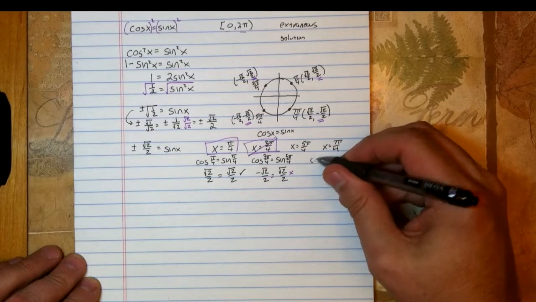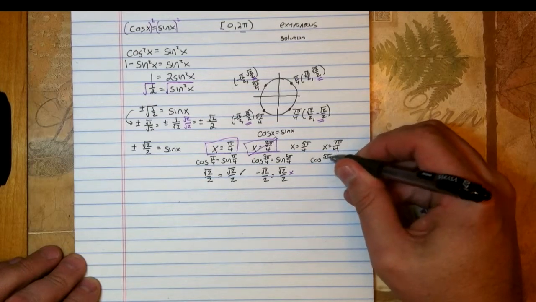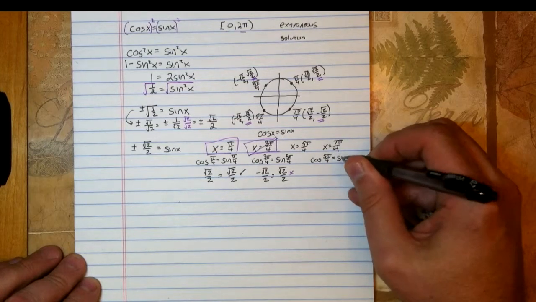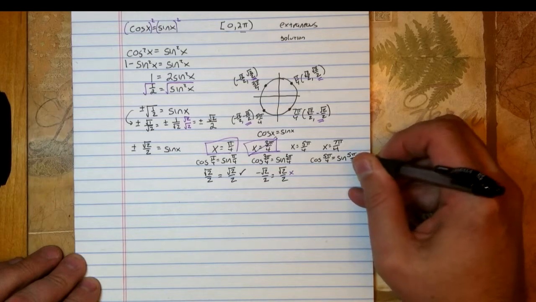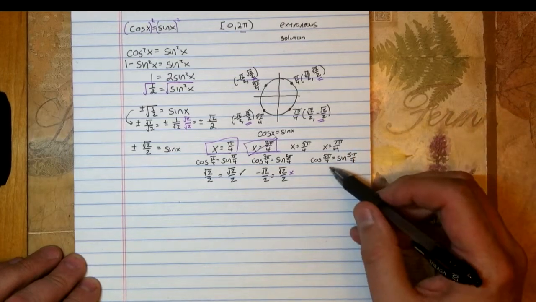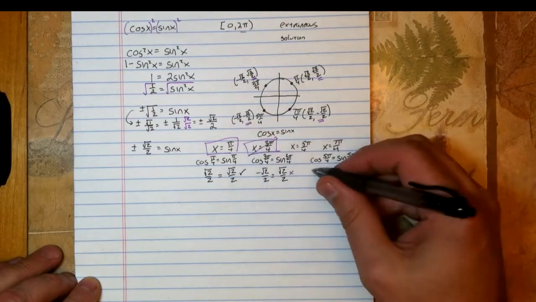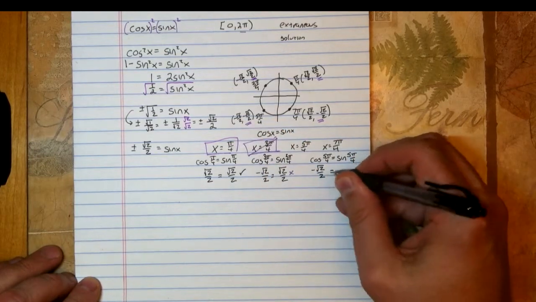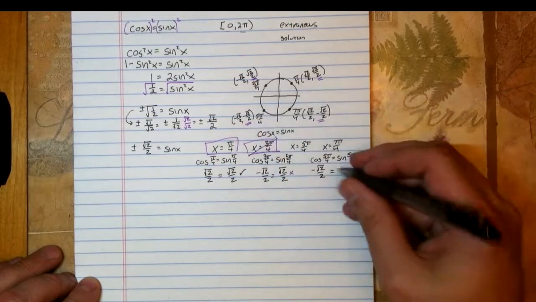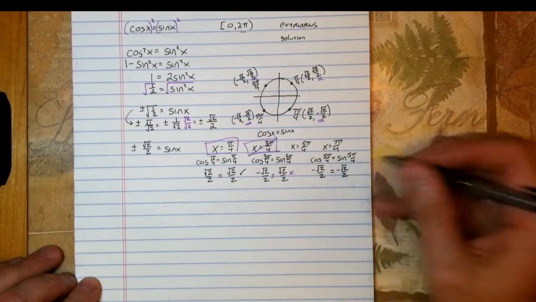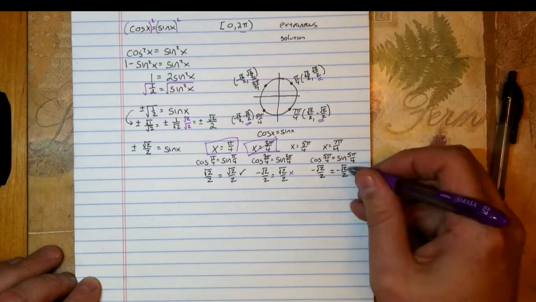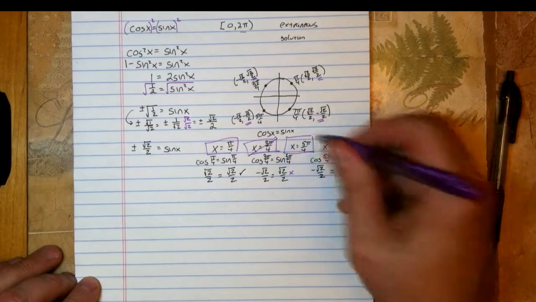Let's check x equals 5 pi over 4. So let's check to see if it's true that cosine of 5 pi over 4 equals sine of 5 pi over 4. Well, cosine of 5 pi over 4 is right here. It's negative square root 2 over 2. And sine of 5 pi over 4 is right there. It's negative square root 2 over 2. So that one checks out. It's a good solution. So we're going to keep it.